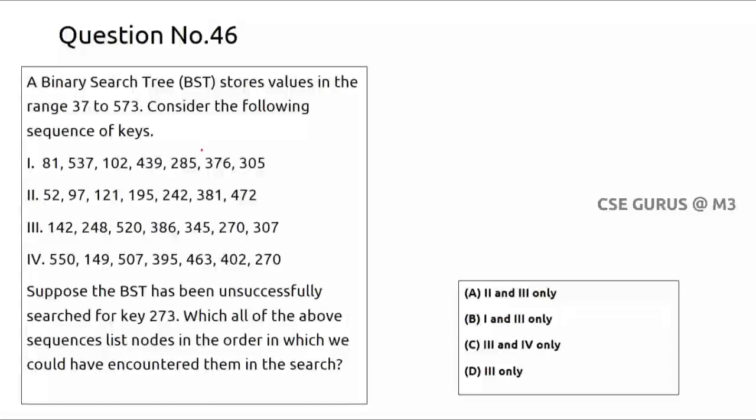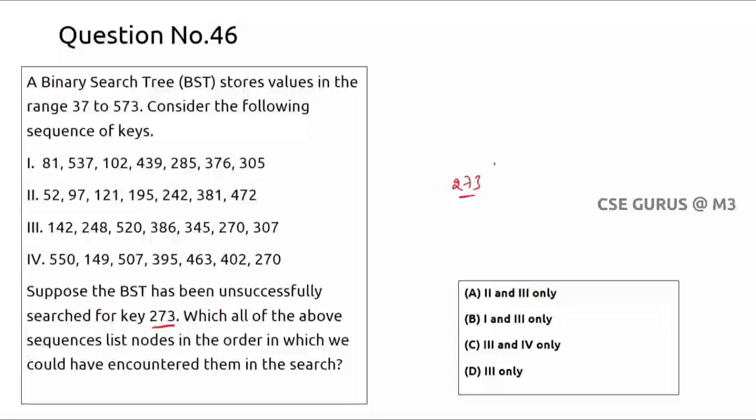Coming to question number 46. This is a binary search tree that stores the values in the range 37 to 573. Consider the following sequence of keys. Now the question is, if the key 273 is unsuccessfully searched, which of the above sequences list nodes in the order in which we could have encountered them in the search?